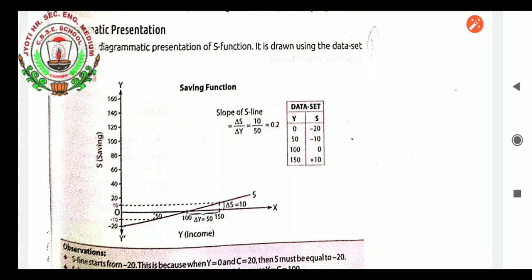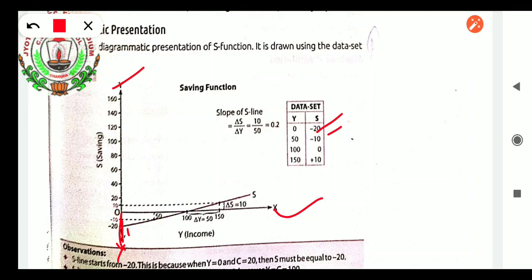Here you can see two axes, X and Y. According to Y and S, the S line function is made. Y axis and X axis. Why is this line coming down below 0? Because some of the savings were negative also. So for that, minus 20 and minus 10, it will be below the 0.